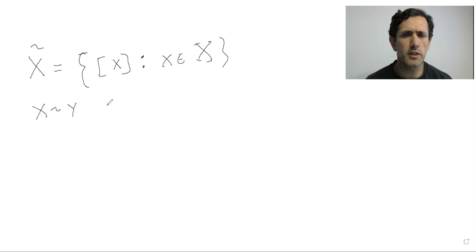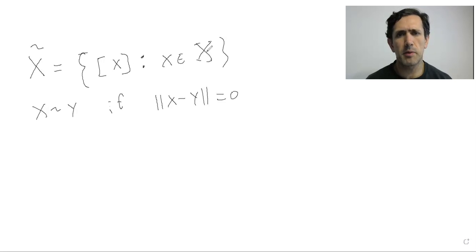So first of all, remember the starting point for problem 1 is that we have a semi-normed vector space, and we define X tilde to be the set of all these classes generated by stuff in big X under this equivalence relation, where x is equivalent to y if the norm of x minus y equals 0. So big X is a semi-normed vector space, so the norm of x minus y equals 0 does not necessarily imply x equals y.